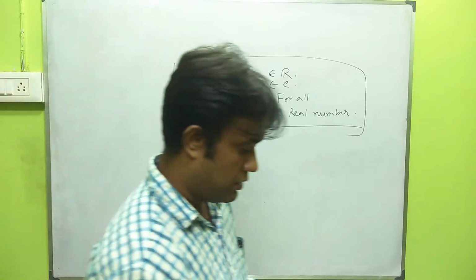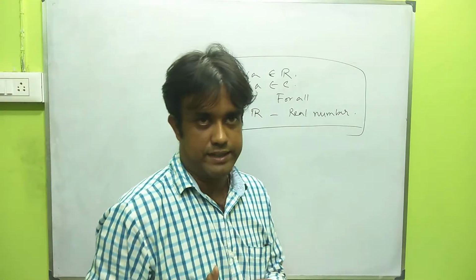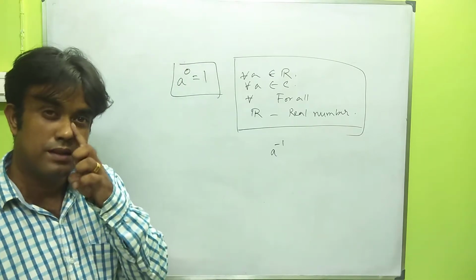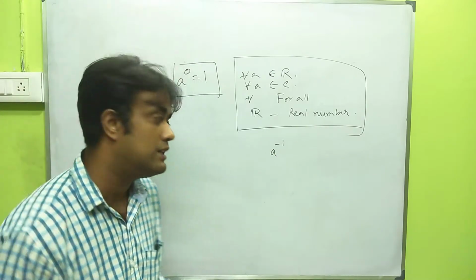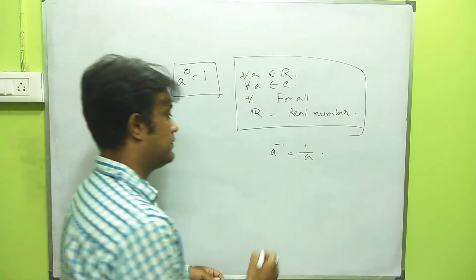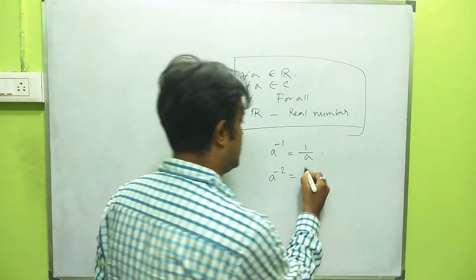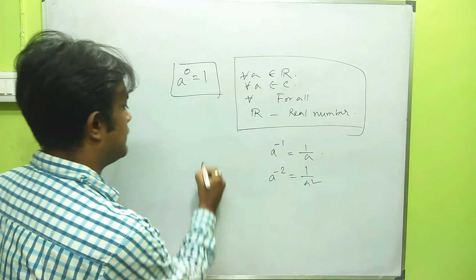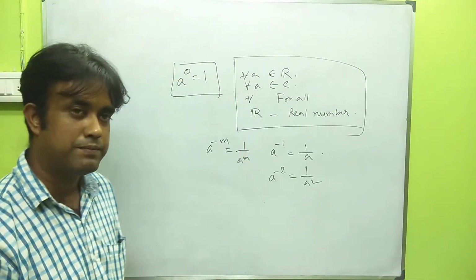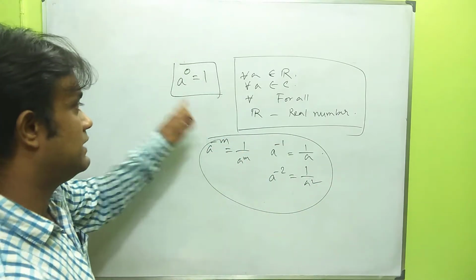So to prove that, we need to understand what we mean by a to the power minus 1. It will be 1 by a. If a to the power minus 2 is given, then it will be 1 by a square. If a to the power minus m, then it will be 1 by a to the power m. By applying this concept, we can prove this.